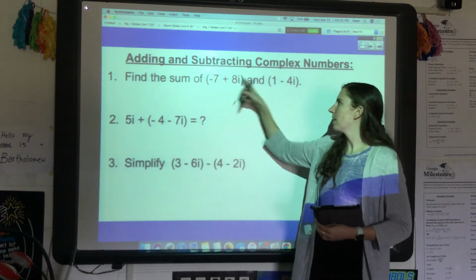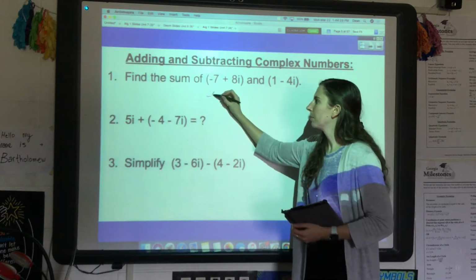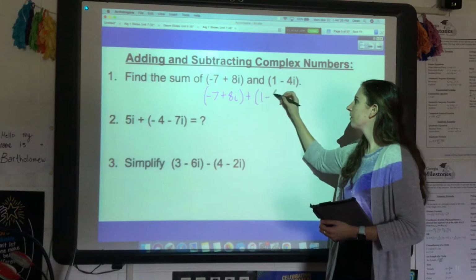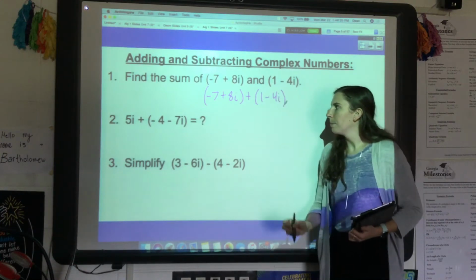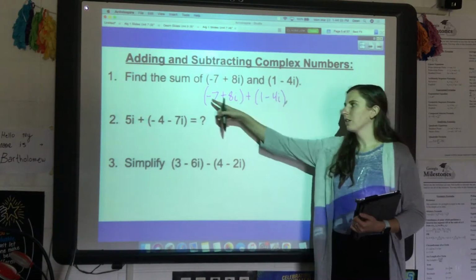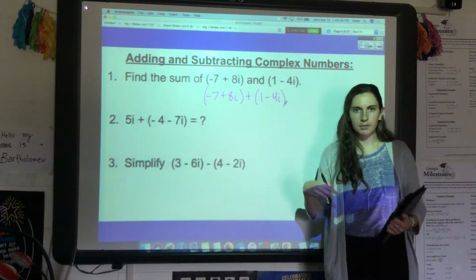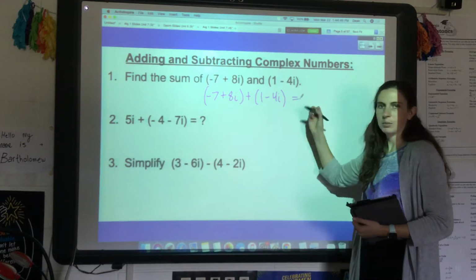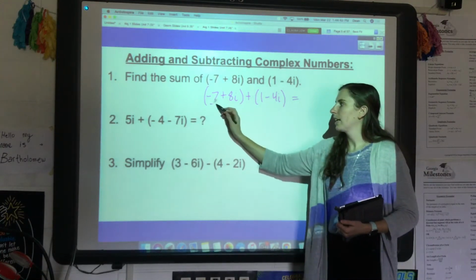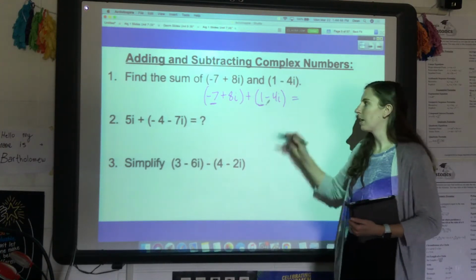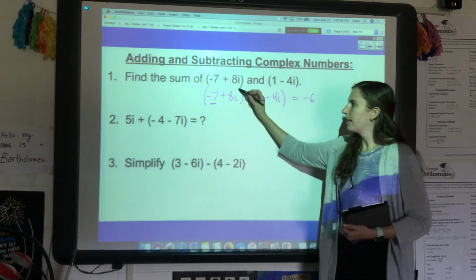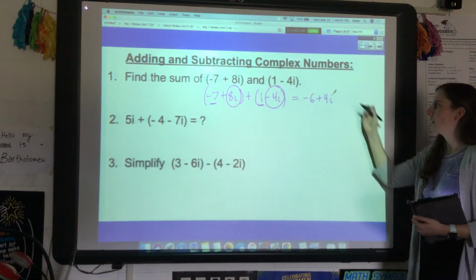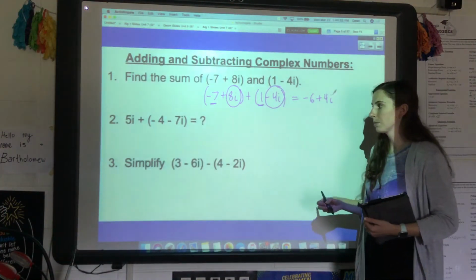The rules are pretty straightforward, and remember, since i's are really just radicals, radical properties apply. So if I want to find the sum of these, I'll just add them up. There's nothing in front of either of these parentheses to be distributed, so I really don't need the parentheses. And then all you have to do is just combine like terms. The -7 and the 1 are like terms, that makes -6. And then the 8i minus 4i makes +4i. That's it, just combine like terms.